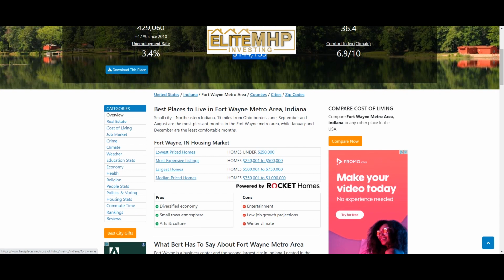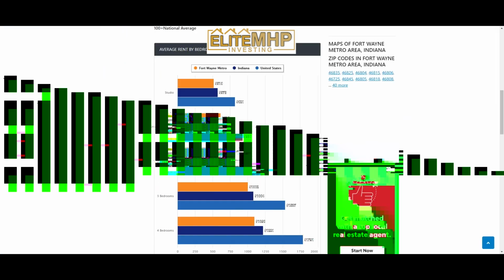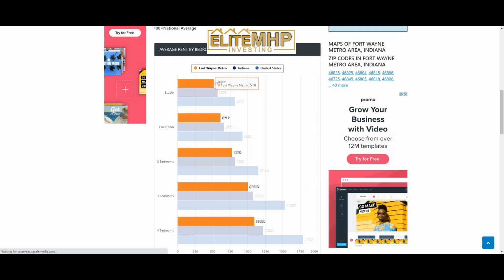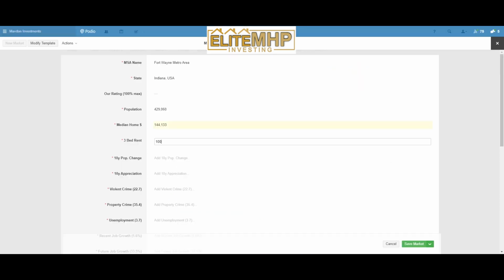Because again, we're going to click on cost of living here on the left, scroll down, hover over our metro. So we're looking at our metro line. We're going to look at 3 bedrooms. 3 bedrooms renting for $1,002. Great. Again, we look for markets that rent for 1,000 and up. That'll get a point on my grading system, because again, at 1,000 and up, there's a demand for affordable housing. The higher the rent, the higher the home price, the higher the demand.